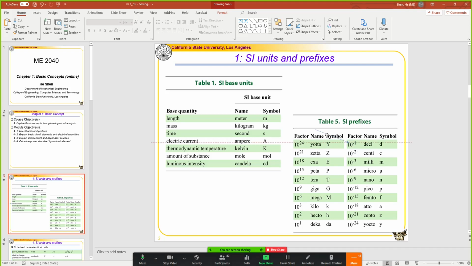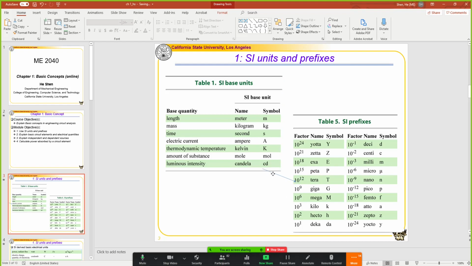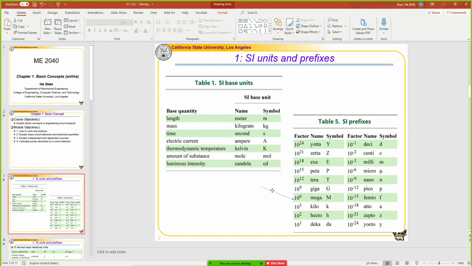And sometimes for very large or very small quantities, we need to use SI prefixes together with the base unit to define some quantities. The SI prefixes include these many, so you don't really have to memorize all this, but it's better to know some of the commonly used ones. For example, tera, which is 10 to the power of 12, giga, 10 to the power of 9, and mega, 10 to the power of 6.